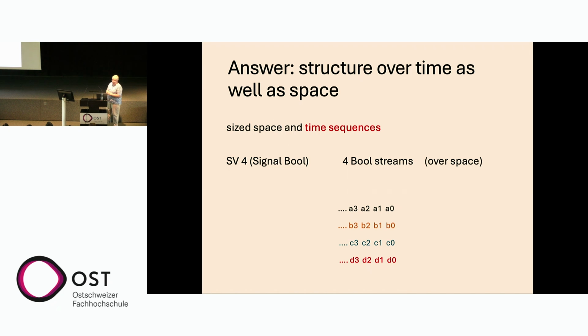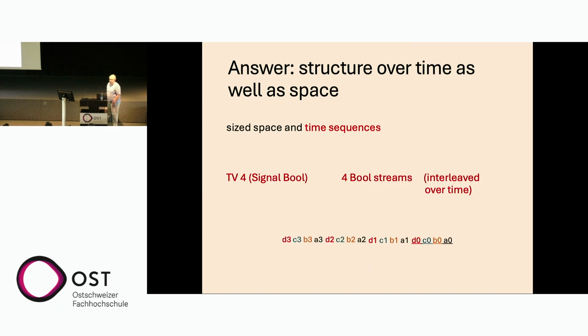So for example, a sized vector of size 4 of signal of bool is going to be 4 Boolean streams. A0, A1, A2 will be one of them. So we'll have 4 elements at each clock cycle. So that's 4 Boolean streams over space, just like we had with lists. But now I'm going to introduce time vectors.